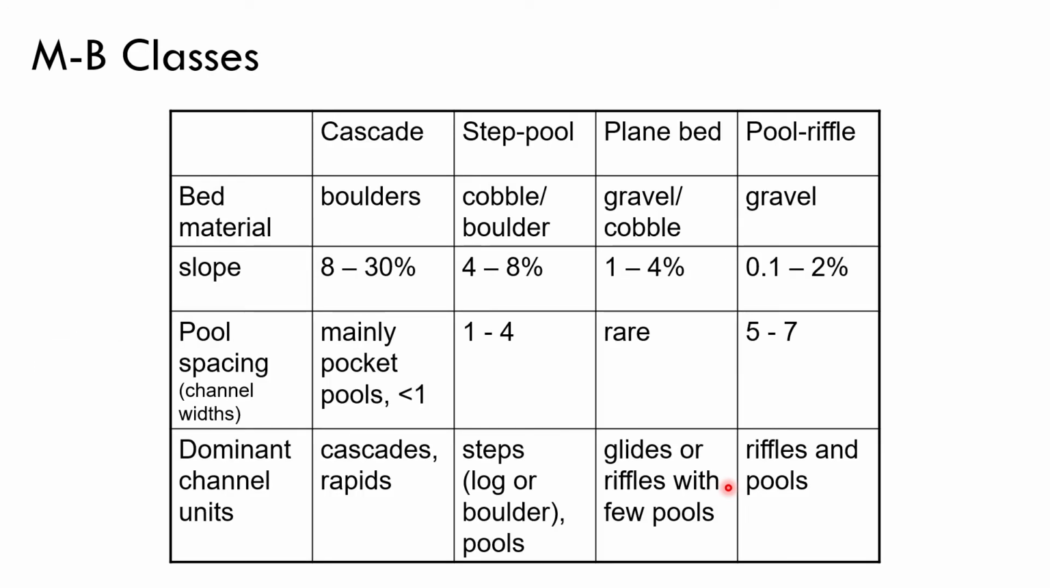Okay. So this is a table illustrating some of the different classifications in the Montgomery-Buffington scheme. Again, you could use this if you wanted to look at things like bed material and slope and pool spacing and the dominant channel units. So you could use a decision table like this to say, okay, I've got mainly gravel, a lower slope, longer pool spacing. I'm in riffle pool morphology.